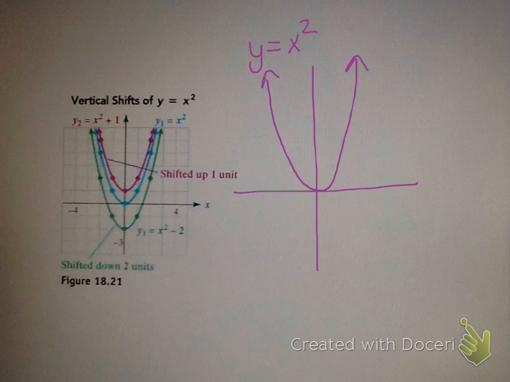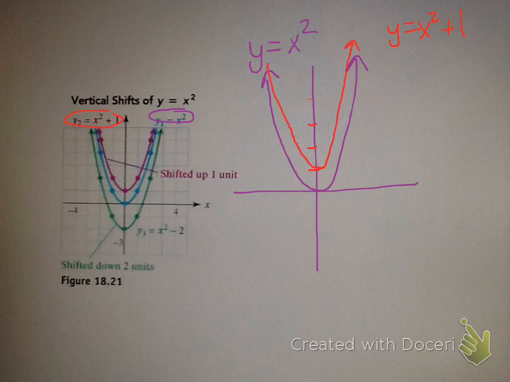I probably should have done that in blue. That's what they're showing you here in blue. Okay. If I have y equals x squared plus 1, that's right here in pink, and that's going to move up 1 unit. So if I put some units on here, and I'm not very good at drawing this freehand, but it's going to move up 1 unit.